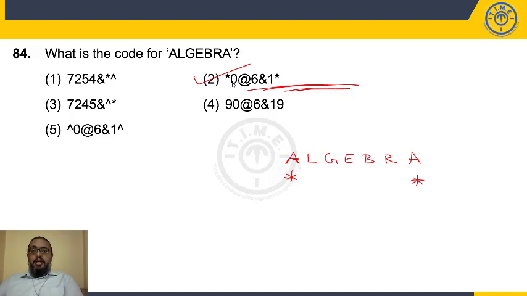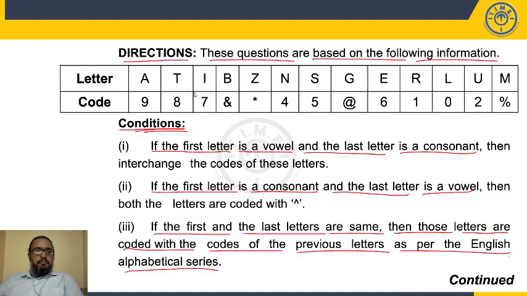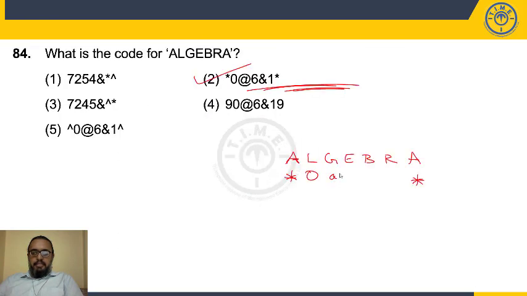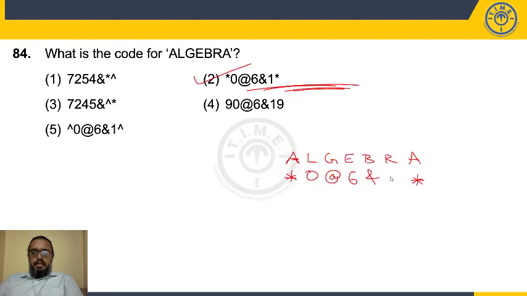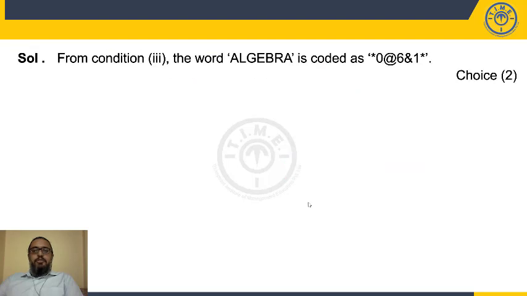Okay, so here you have LGEBR. Okay, so L is 0, then G is at the rate, EBR. E is 6, B is ampersand, R is 1. So 6 ampersand 1. So that exactly matches. So choice 2. Okay? Yeah, choice 2. So always keep an eye on the options and don't try to spend unnecessary time for the question.